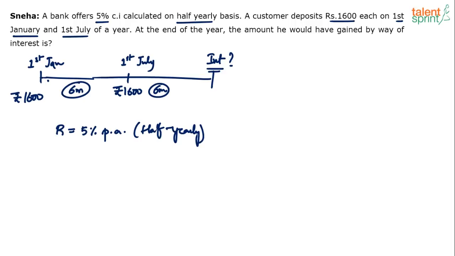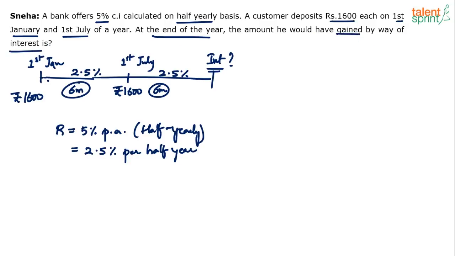If it is 5% per annum, 5% for 12 months, how much will it be for 6 months? 2.5%. Yes or no? Rate of interest is going to be 2.5% per half year. So for the first half year, 6 months, it is going to be 2.5%. For the second half year also, it's going to be 2.5%. Now he's asking us to find out the total interest at the end of the year.